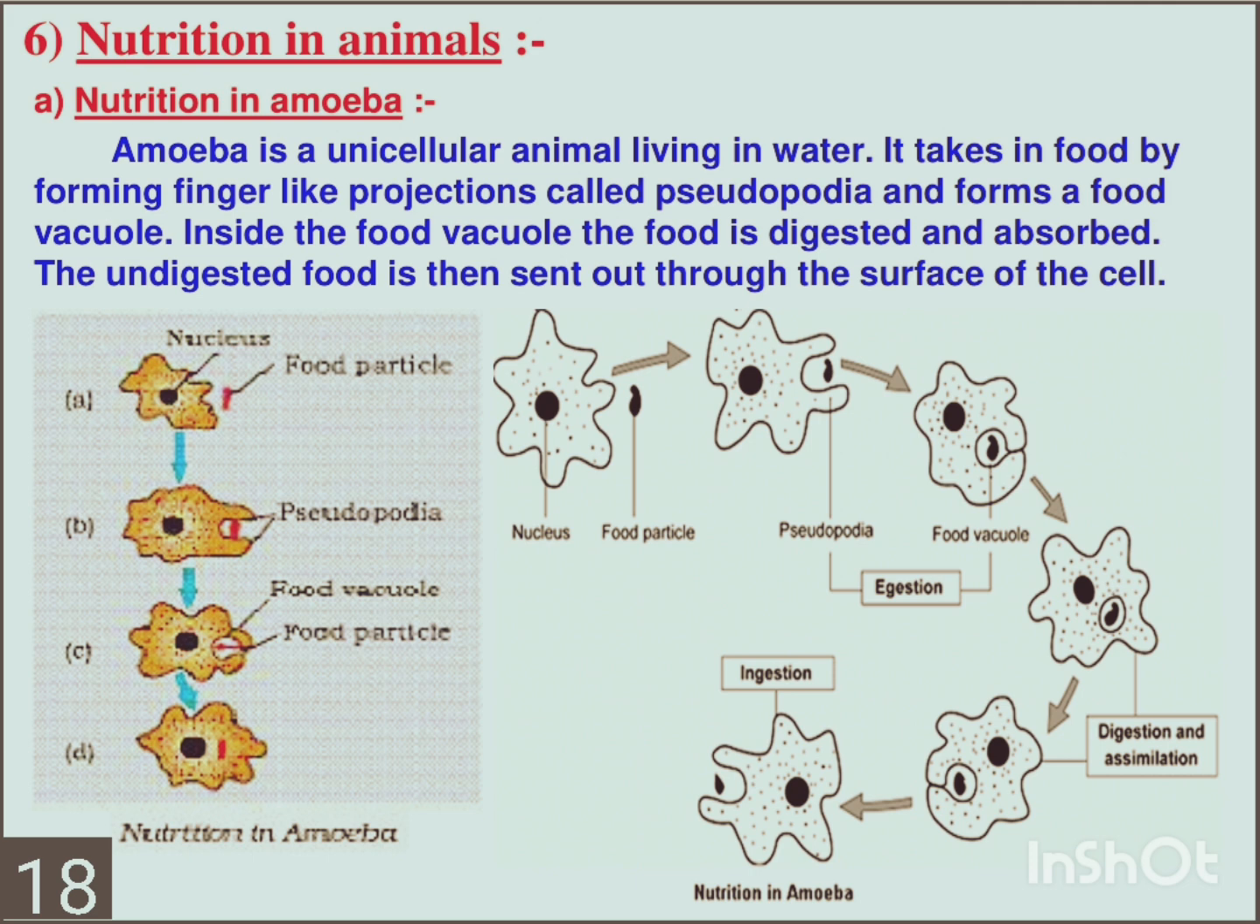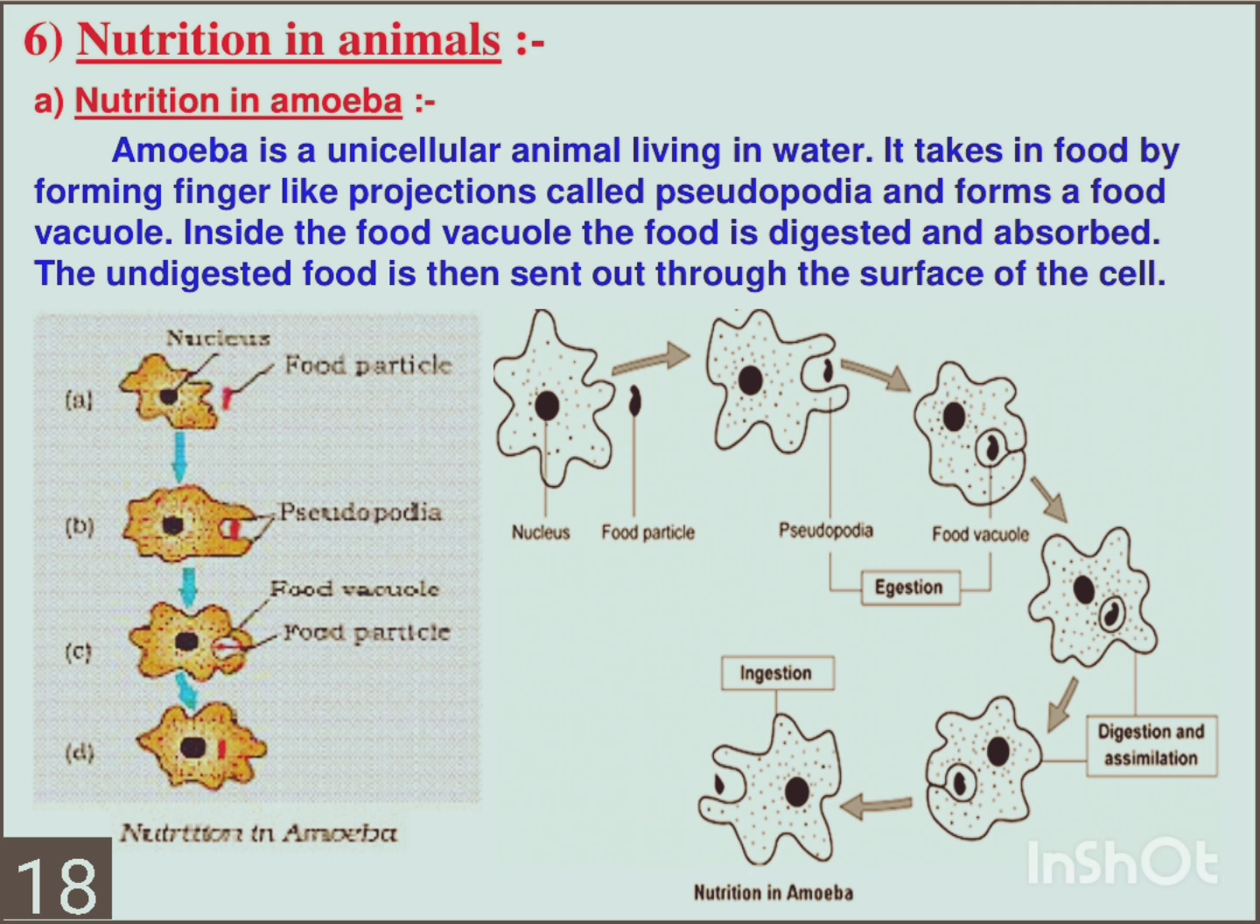Like we eat food with the help of our hands, the amoeba has pseudopodia, which are finger-like projections. With those fingers it takes the food inside its body and forms a food vacuole. A vacuole is an empty space present in any organism. Inside the food vacuole, the food is digested and absorbed. The undigested food is then sent out through the surface of the cell.